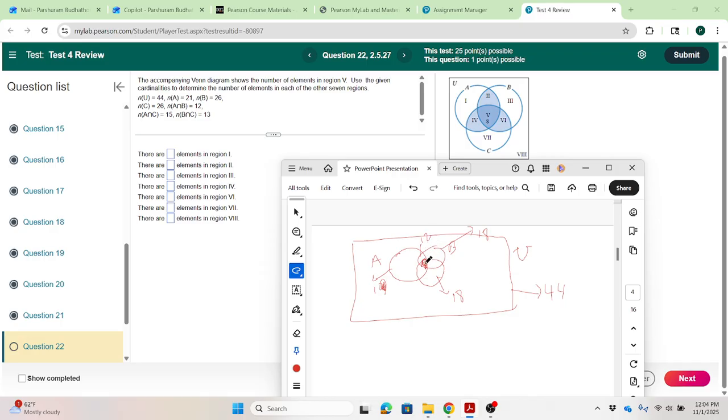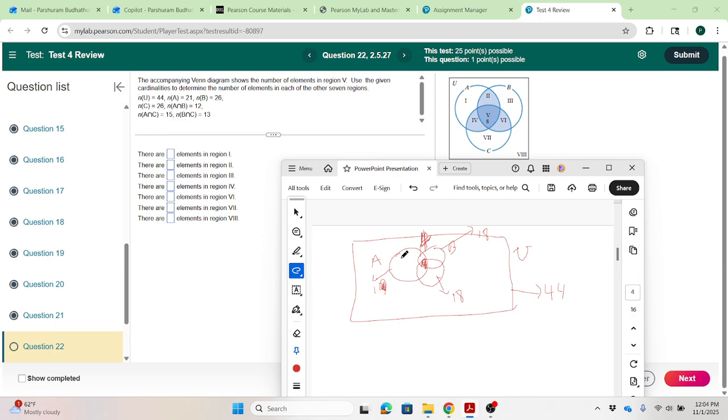Okay. Look. A intersection B is also an intersection, so there's supposed to be 4. Yes? Because 8 plus 4 is 12, plus 1 is 13. 8 plus 4 is 12. 12 plus 1 is 13. Okay.